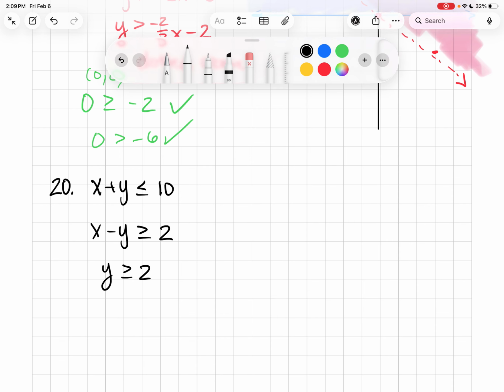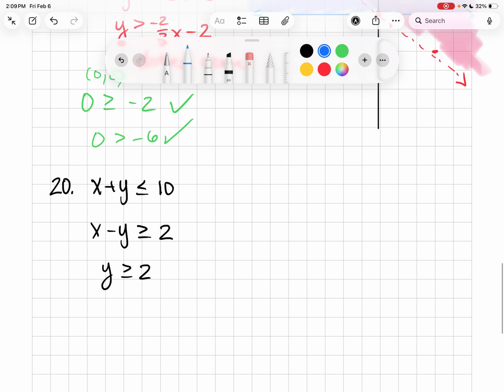All right. So, I need to get y by itself in the top one. So, I subtract x. So, y is less than or equal to -x plus 10. All right, the second one, I need to get y by itself, so I'm going to subtract x. So I have -y is greater than or equal to -x plus 2.